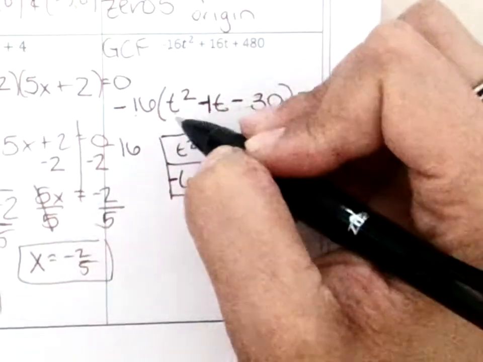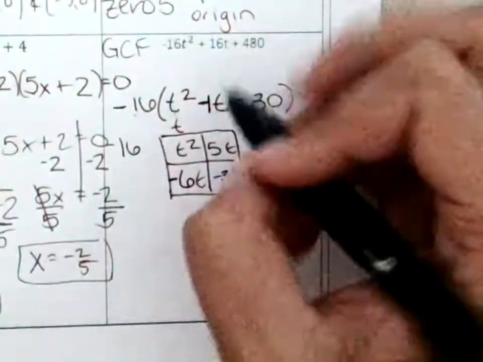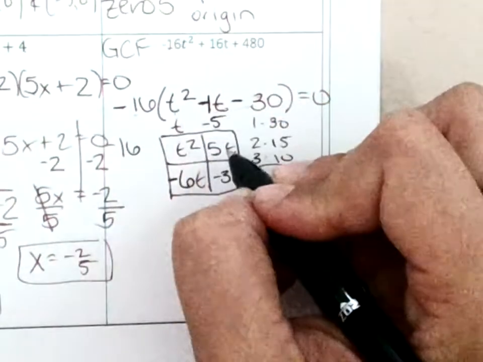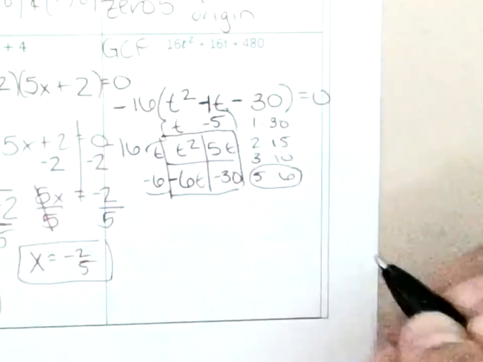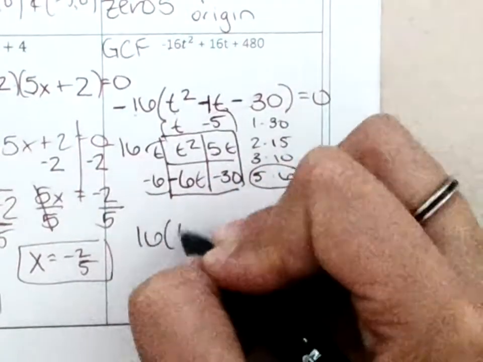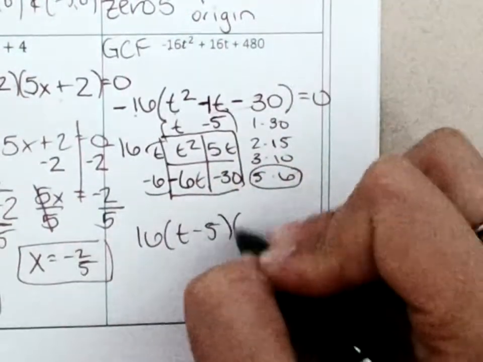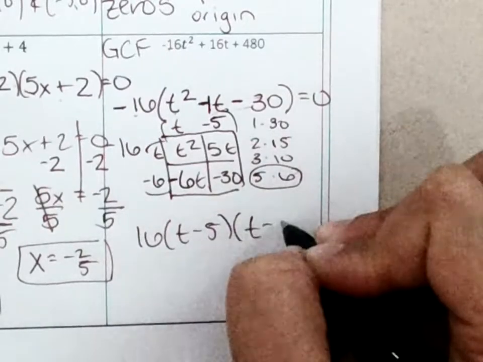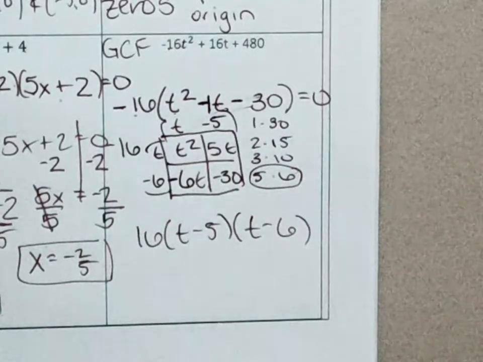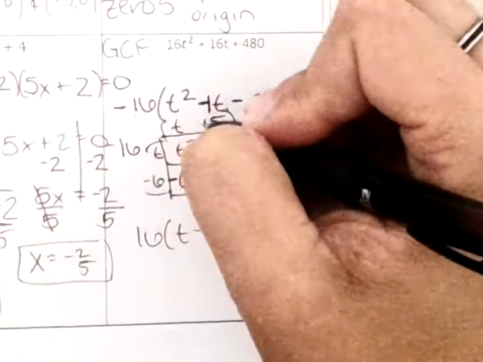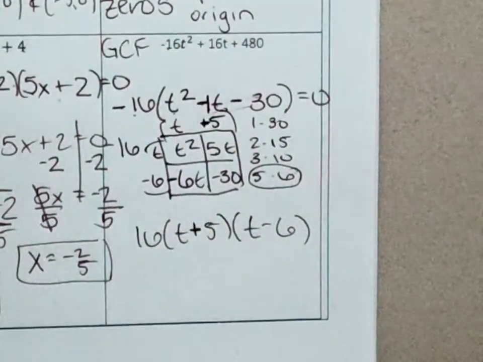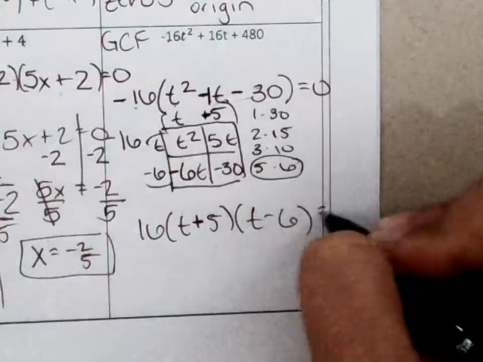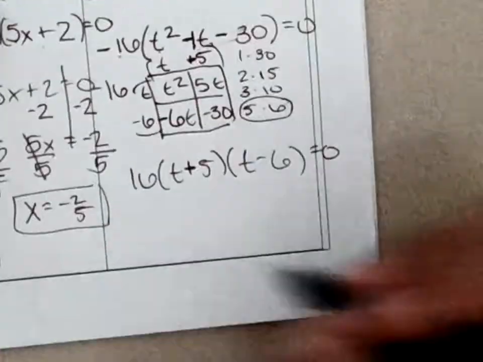Out of this column, we can factor out a t. Out of this column, we can factor out a 5, t, and -6, giving us -16, t plus 5, and t minus 6. Sorry, this should be a positive 5. So now we are going to set these equal to 0 and solve.